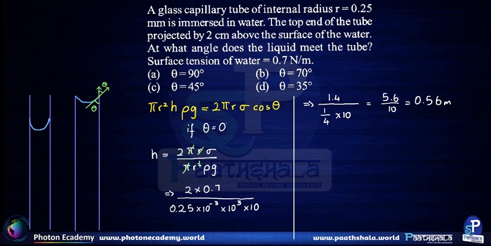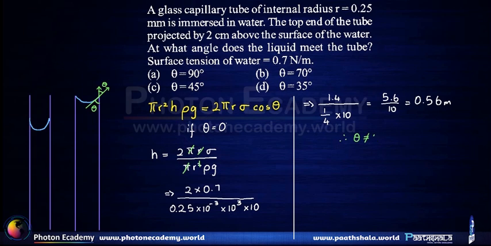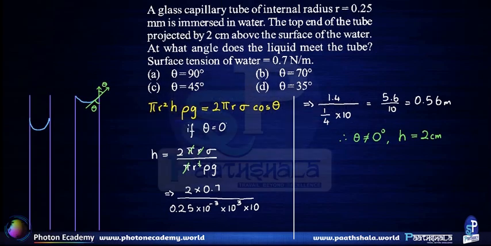So now we know that theta is not equal to 0 degrees and height must be equal to 2 centimeters. Why? Because if the height is lower than 2 centimeters, then it would still be pulled up, as the angle of contact would be 0 degrees. At the edge of the capillary tube, however, the angle need not be equal to 0 degrees. So now, if height is 2 centimeters, we need to figure out what is cos theta.